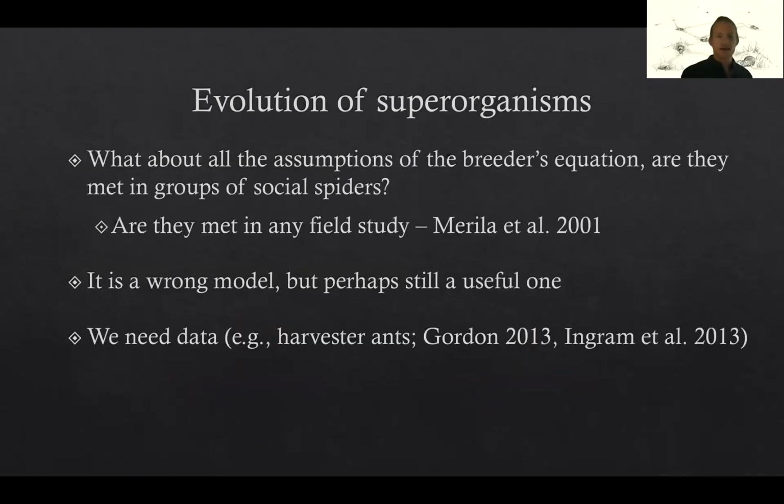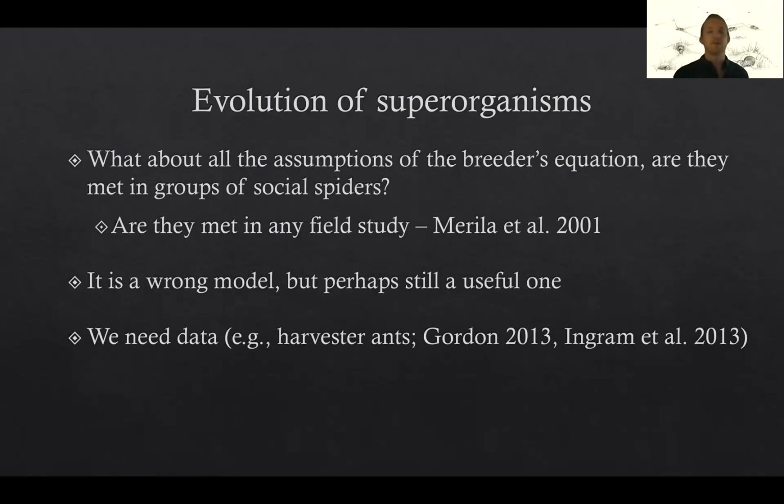Now, there are a range of assumptions of the breeder's equation that can be tested, and if they're found to be violated, they can influence how accurate it is. And I haven't explored thoroughly whether these are all being met in groups of social spiders. So we need to confirm, when we're applying the breeder's equation to any example of the evolution of superorganisms, whether the assumptions of the breeder's equation are being met. They're regularly not actually met in other field studies on individuals as well.